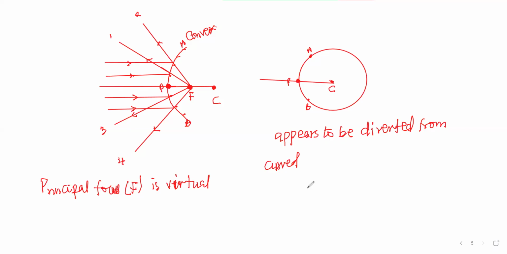So it is a point on the principal axis where rays that are parallel and close to the principal axis actually converge or appear to be diverted from. So here you must fuse the two. A point on the principal axis where rays that are close and parallel to the principal axis actually converge or appear to be diverted from. Okay. All right.